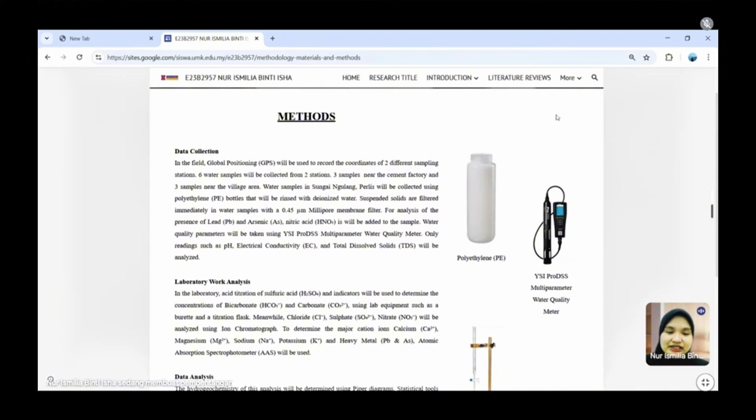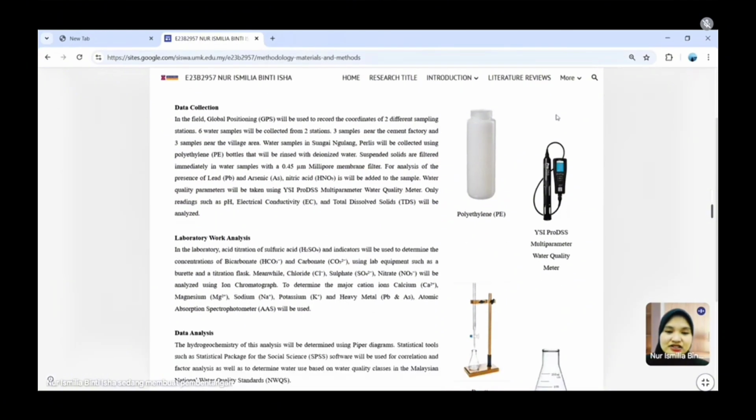In the laboratory, bicarbonate and carbonate concentrations will be determined by acid titration. Chloride, sulfate, and nitrate will be analyzed using ion chromatography. Major cations, namely calcium, magnesium, sodium, potassium, and heavy metals, namely lead and arsenic, will be determined using AAS.